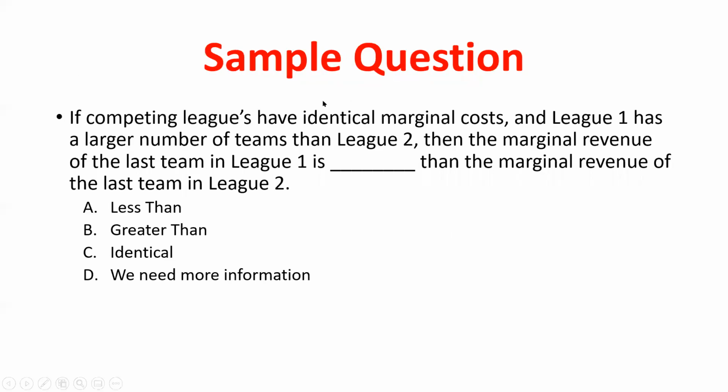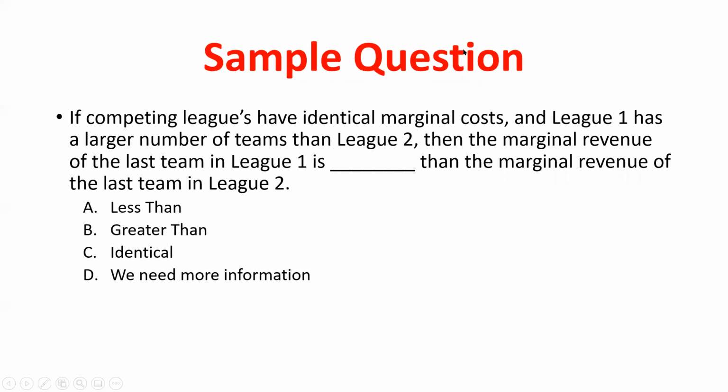So we can think about maybe a question. I have an online quiz up after today's class. If we had two leagues and they had identical marginal costs, maybe we think about the American and National League, and they faced identical marginal costs to adding each additional team. League 1 has a larger number of teams than League 2, then it must be that the marginal revenue of the last team in League 1 is blank, right?